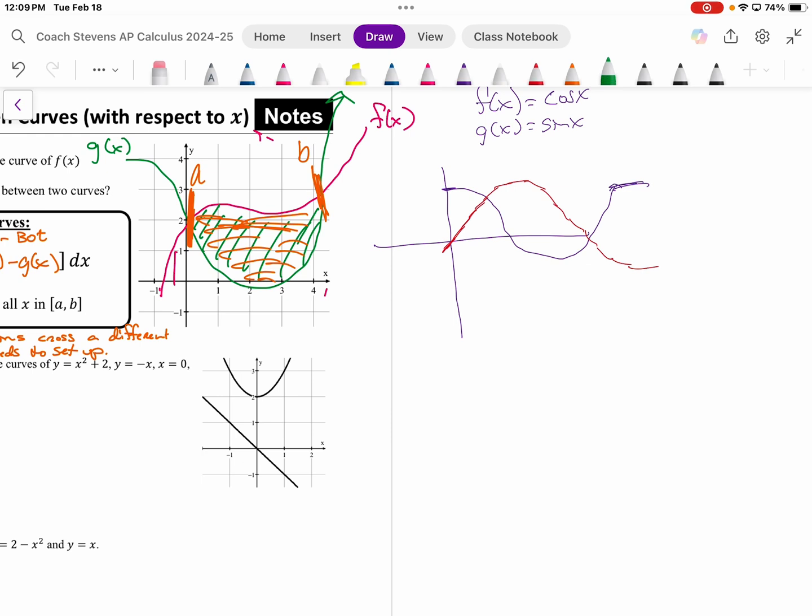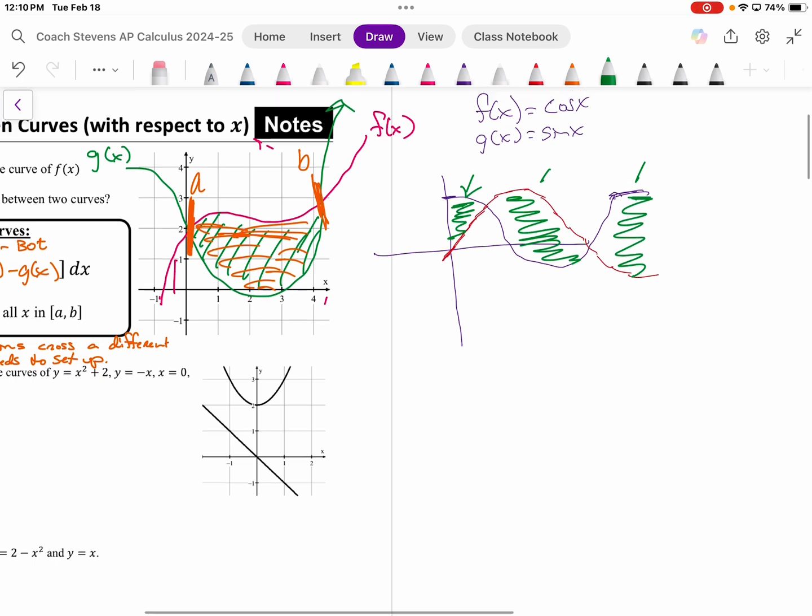Technically that's this area, that area, and here the cosine is on top, then the sine is on top, then the cosine is on top. So I'd give you a closed interval, maybe from 0 to 2 pi. We would have to set up a different integral for each of those parts when they trade places, and we would have to find the transition points.